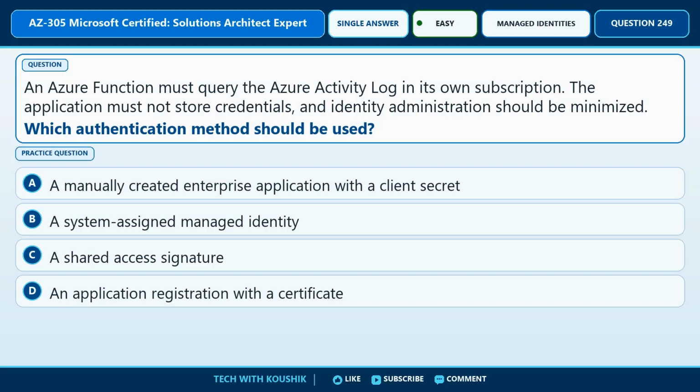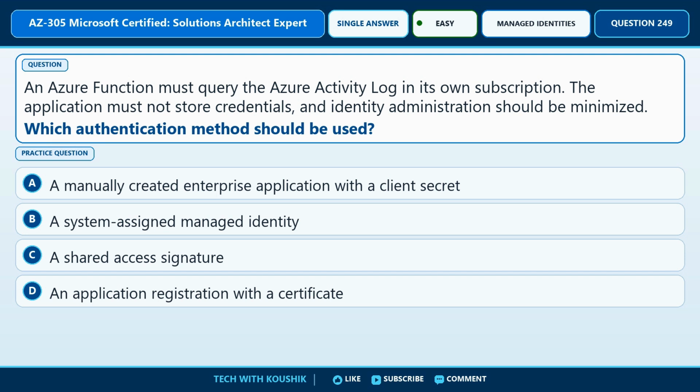Let us examine question number 249. Review the scenario carefully. An Azure function must query the Azure activity log in its own subscription. The application must not store credentials, and identity administration should be minimized. Which authentication method should be used? Choose from the following options.